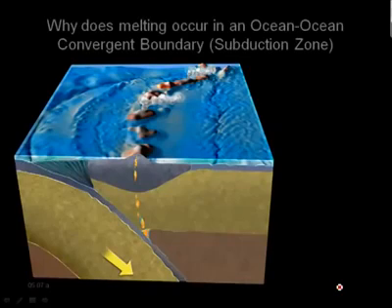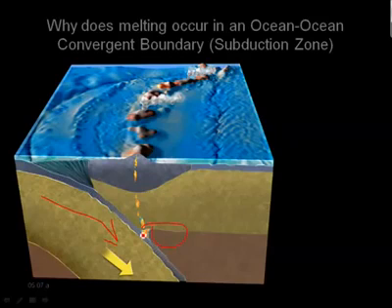So why does melting occur at an ocean-to-ocean convergent boundary or subduction zone? Well, as the plate is subducting, it is, of course, getting hotter. But that can't be enough. Otherwise, the increased temperature would melt the asthenosphere anyway, and the asthenosphere is not molten. It does start to melt, however, as these rocks get far enough down.